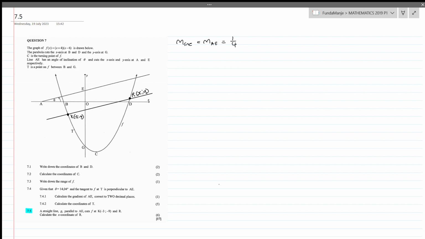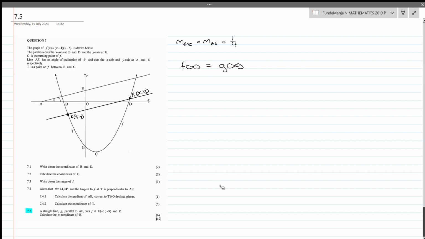Then, if we want to get the x coordinate at R, it's important that we understand what happens at R. At R, we have an intersection of two graphs, F and G. And whenever we want to find the coordinates of intersection, or the x values when two graphs intersect, we look for when the y values are the same, meaning we are trying to find the x values for which f of x will be equal to g of x, which is the line that we've just drawn here. But we still then need to find its formula.